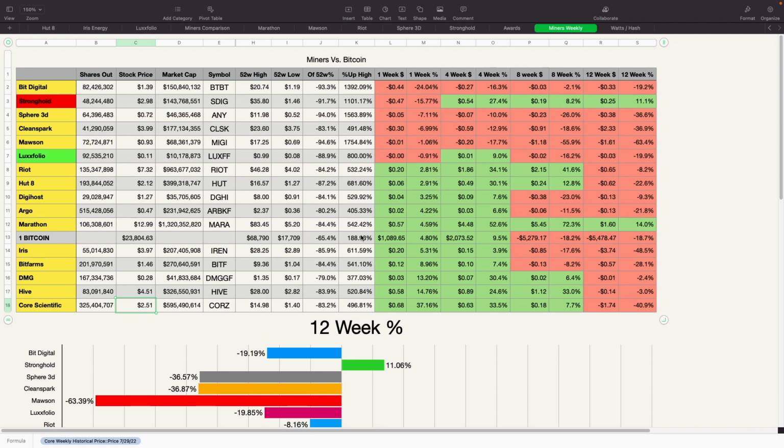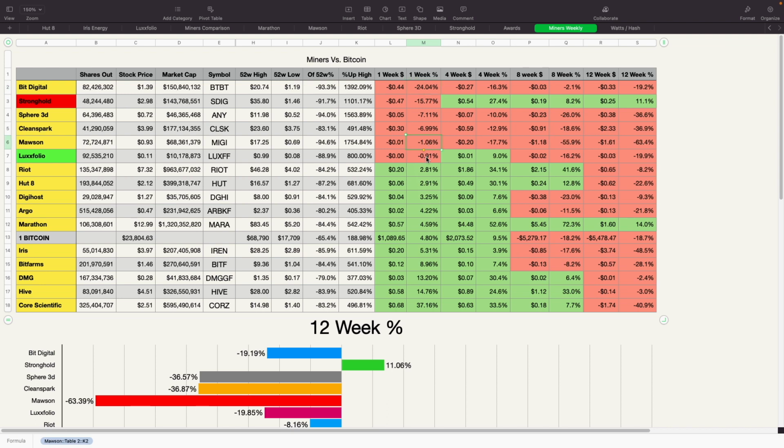Bitcoin was up for the week about 4.8%. The majority of the miners did worse than Bitcoin here, with Bit Digital being down the most, down 24% on the week compared to Bitcoin being up 4.8. Stronghold was also down 15% on the week, followed by Sphere, down 7.11. CleanSpark was down 6.9, almost 7%.